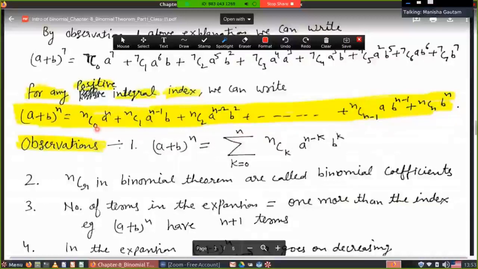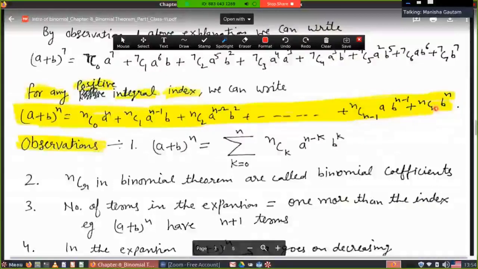Sometimes students think it is n terms. How do you get the n here? Because you are starting from 0. If it is 0 to 9, you are getting 10 terms. If it is 0 to 12, you are getting 13 terms. It means 0 to n gives you n plus 1 terms. You have to understand the concept.